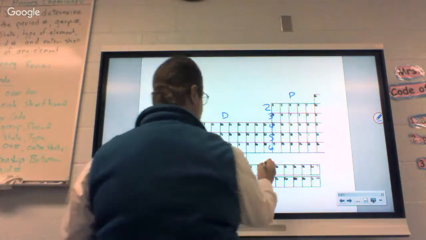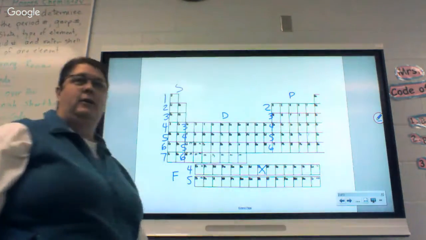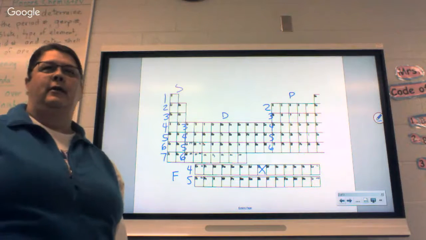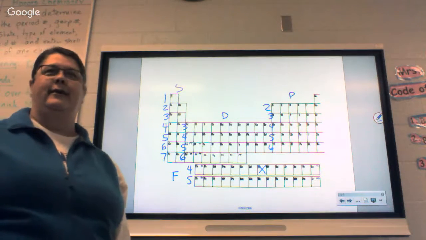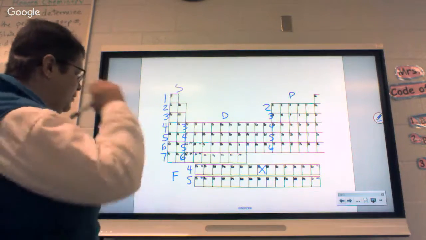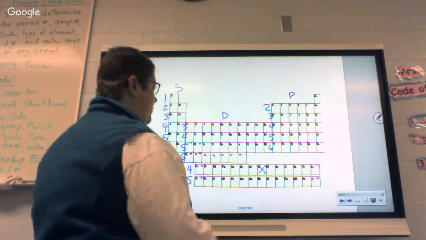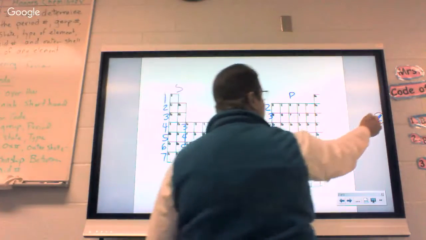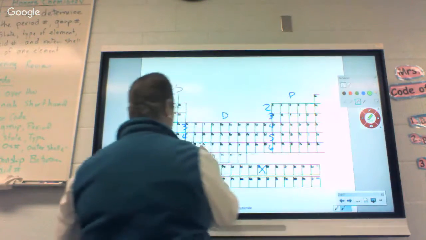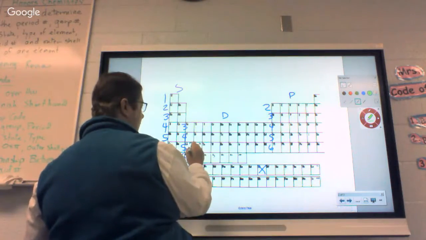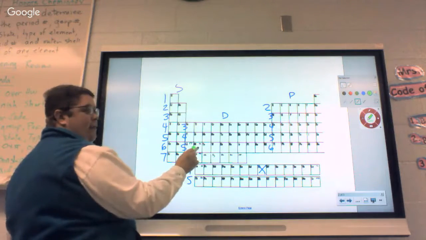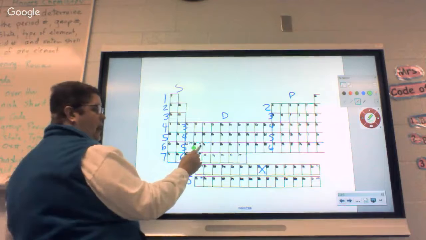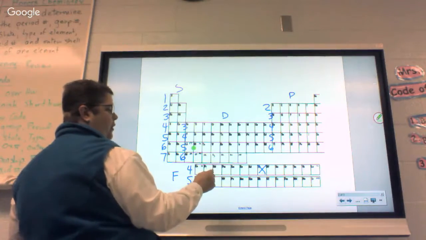All right, so PB is here. So PB is here, right? So this whole row is symbolized by this green dot. So if this whole row is this green dot right here, what noble gas is before that whole green dot?